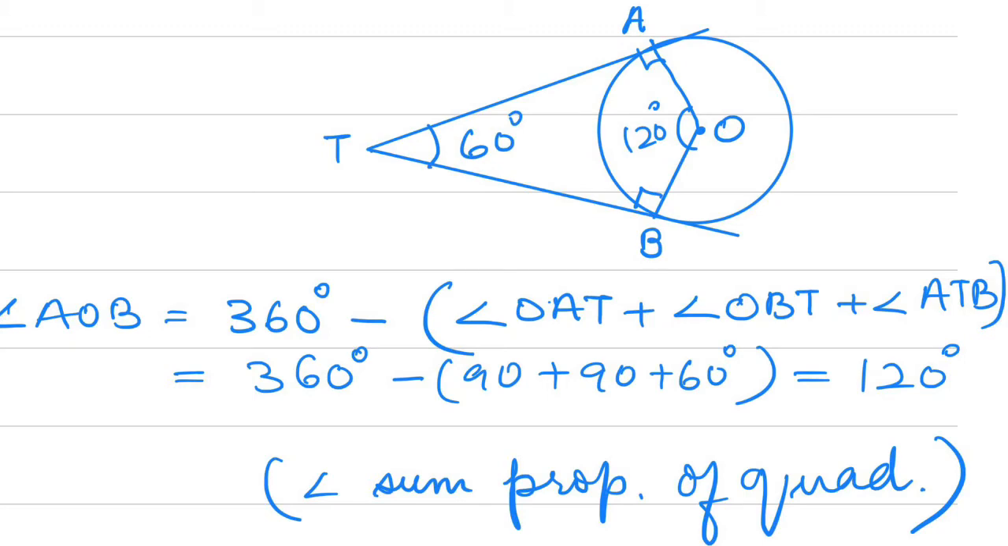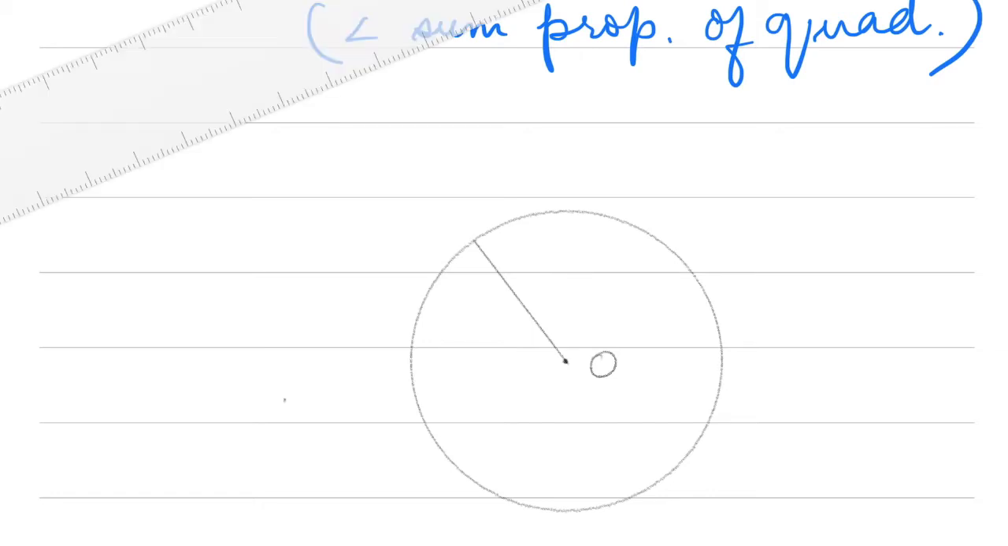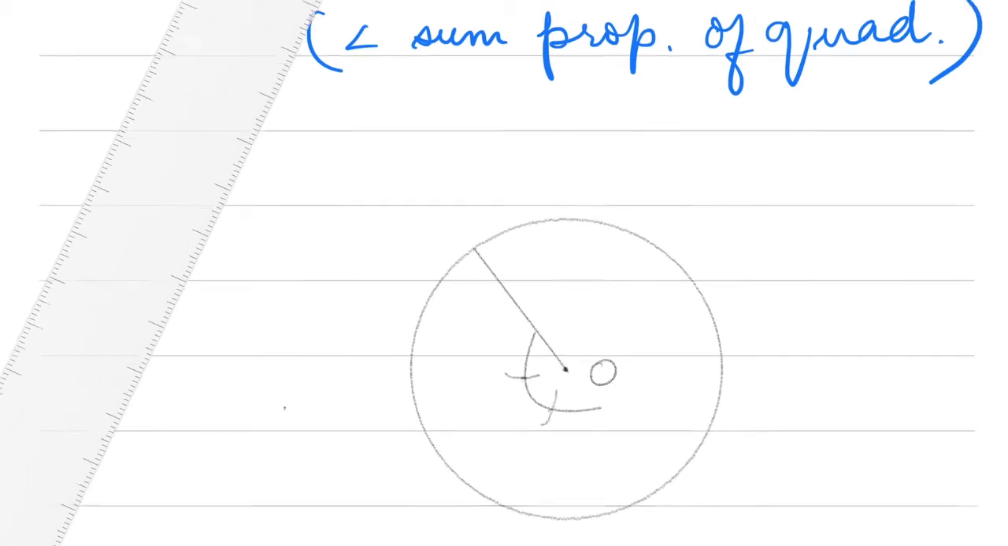Let's start constructing. So first we are going to draw a circle of radius 4 centimeter with center O, and we are going to draw one radius at any point. Then we are going to construct a 120 degree angle at point O. So we'll make one arc, and another arc with the same radius. This is 60 degree. Another arc with the same radius. So this is 120 degree.